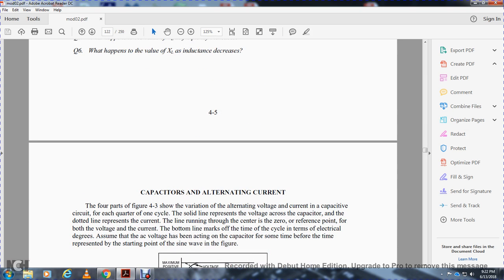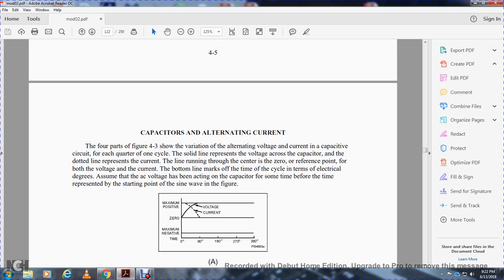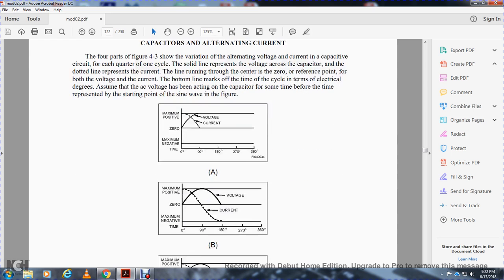Capacitor and alternating current. The four parts of Figure 4 show the variation of alternating voltage and current in a capacitive circuit. For each quarter of one cycle, the solid line represents the voltage curve of the capacitor, but the dotted lines represent the current. The reference line through the center of the zero point marks off the time of the cycle in terms of electrical degrees. Assume the AC voltage has been acting on the capacitor for some time before the time represented by the starting point of the sine wave in the figure.